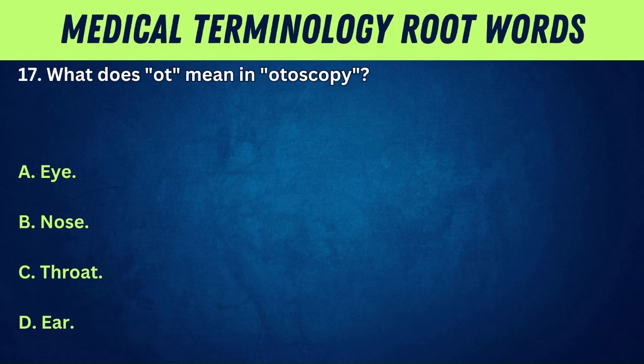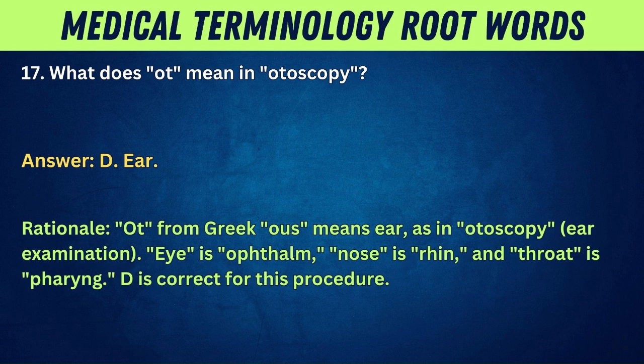Throat. D. Ear. Answer: D. Ear. Rationale: OT from Greek ous means ear, as in otoscopy, ear examination. Eye is ophthalm, nose is rhin, and throat is pharynx. D is correct for this procedure.